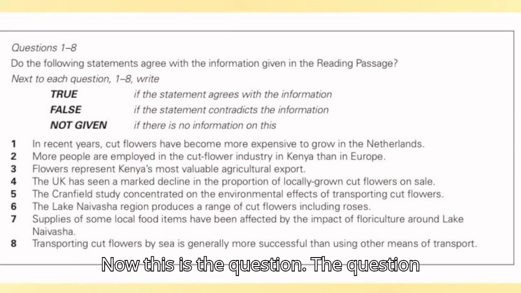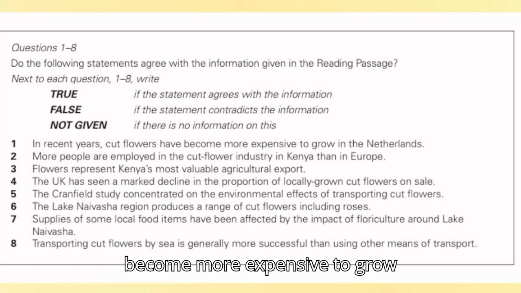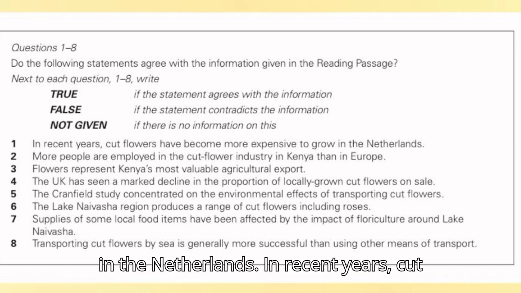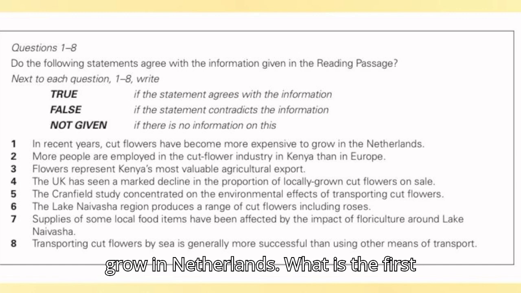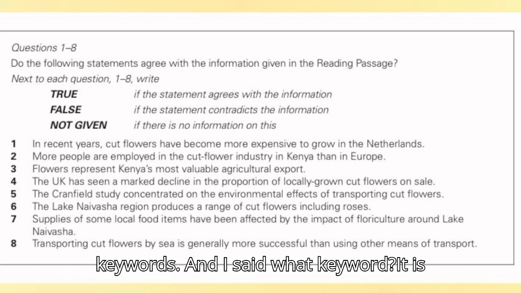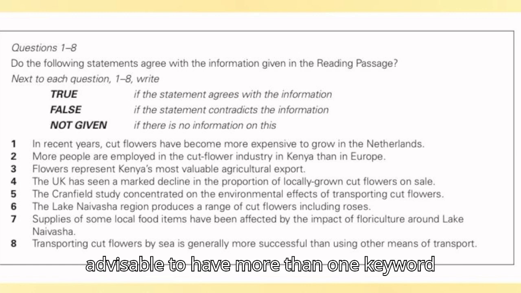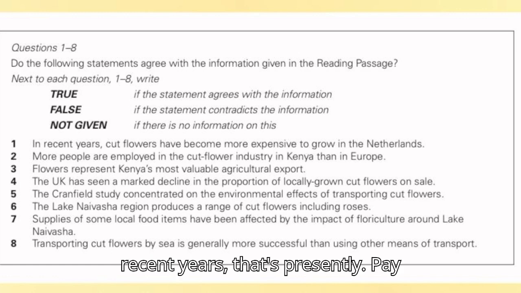Now, this is the question. The question says, in recent years, cut flowers have become more expensive to grow in the Netherlands. What is the first thing we ought to do here? Find our keywords. It is advisable to have more than one keyword in a given question. So in recent years, that's presently, pay attention to that.